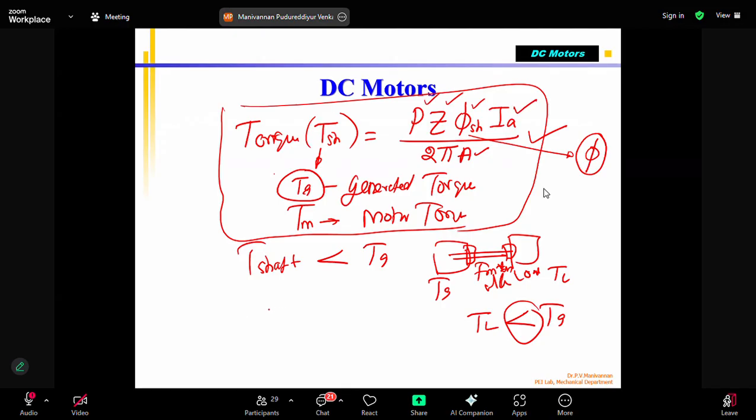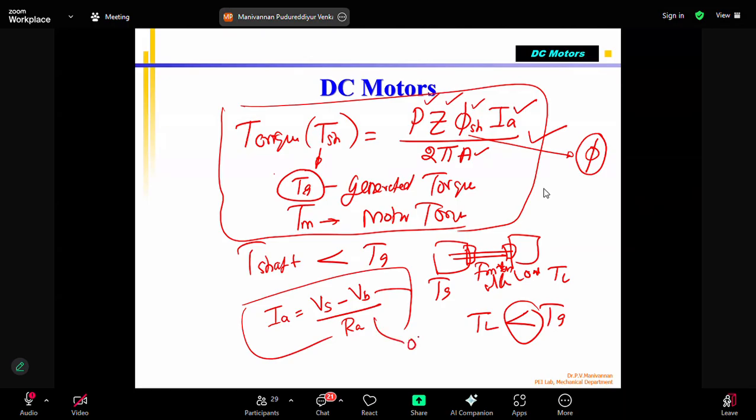Already we know that IA is nothing but V supply minus VB divided by RA. But VB is not constant, correct? VB varies from 0 volts to VB max. For example, the motor supply voltage is 100 volts. VB may be 70 or 80 volts. It will not be 100 volts. VB will always be lesser than V supply.